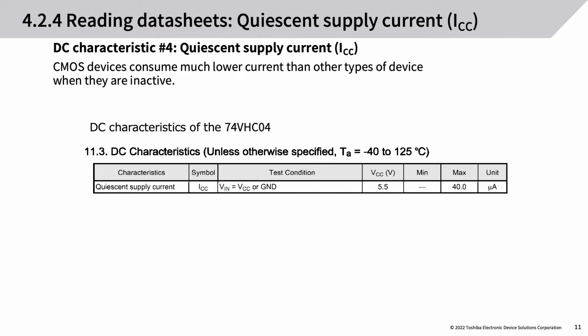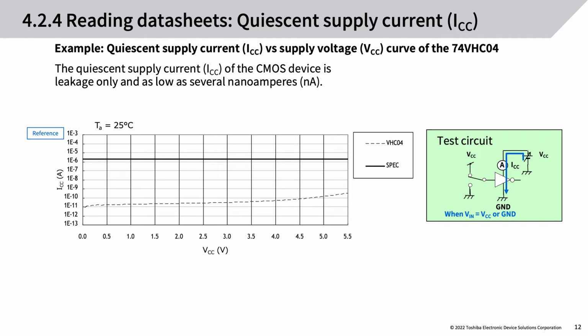Reading datasheets. Quiescent supply current, ICC. DC characteristic 4. Quiescent supply current, ICC. CMOS devices consume much lower current than other types of device when they are inactive. The quiescent supply current, ICC, of the CMOS device is leakage only and as low as several nanoamperes.